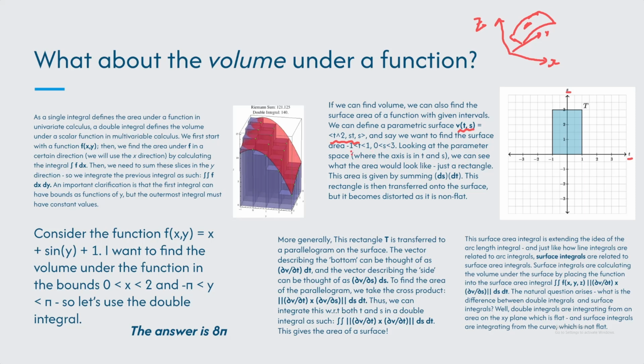We've got the surface area well bounded. We've got minus 1 to 1, and you've got 0 to 3. This is how it should look. This is a rectangle. This area is given by summing ds and dt.